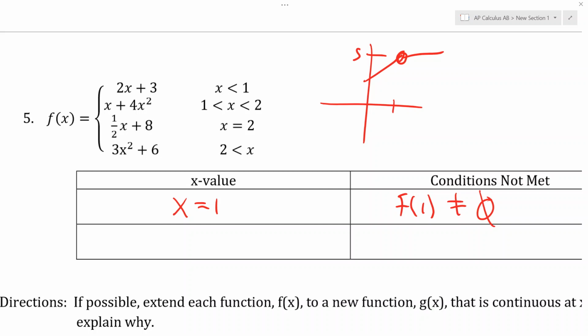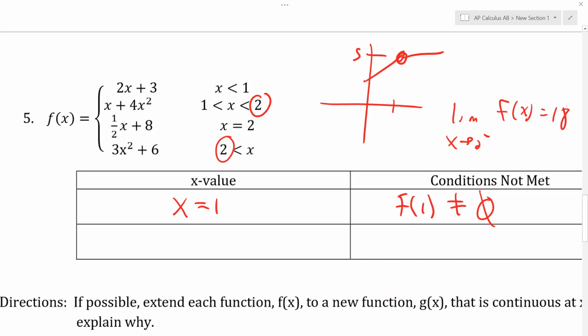The next possible place would be at 2. So the first thing we check is the left-hand limit. That has to do with the inequality. I'm basically just plugging 2 into here. What do we get? 16, 18. Yeah? Another way of saying that is the limit as I approach 2 from the left of f of x is 18. Okay? As I approach 2 from the right, I'm looking at this piece.